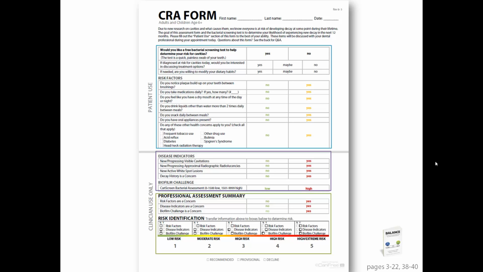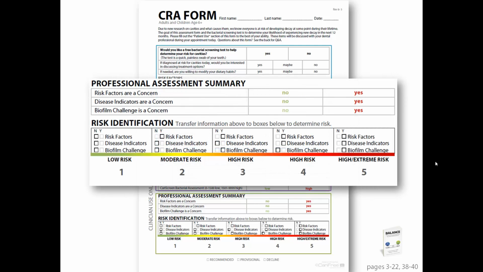Once you have gathered all the information in the blue and purple sections, then you move to the green section called the Professional Assessment Summary. Now this is where the rubber meets the road. This is where we translate the information into a diagnosis of risk.